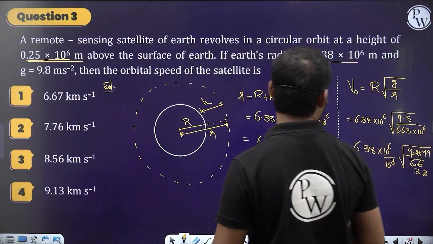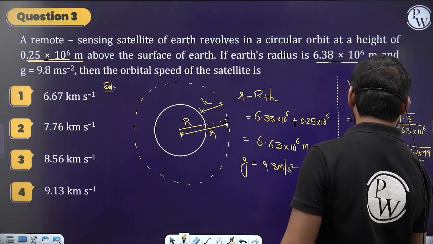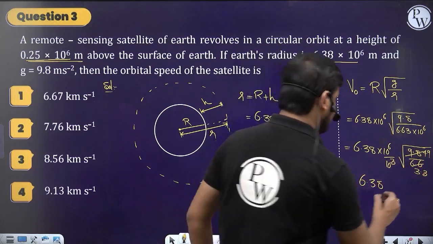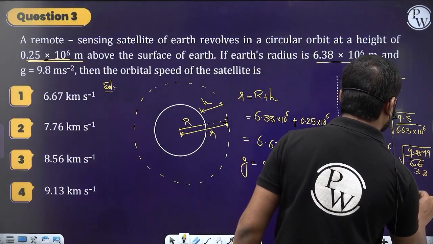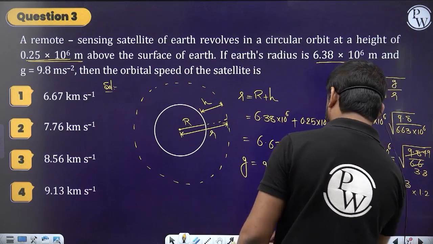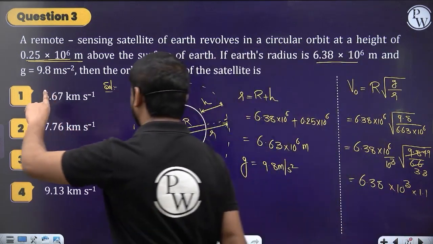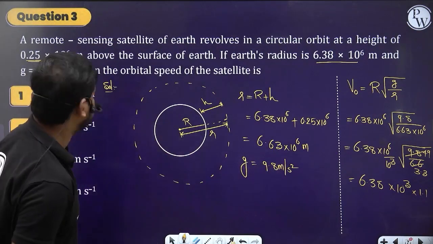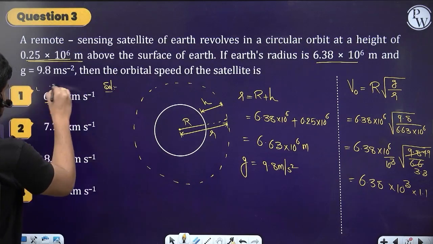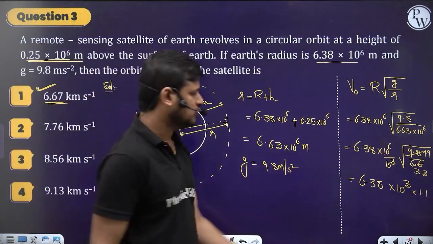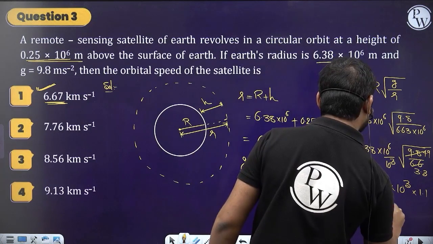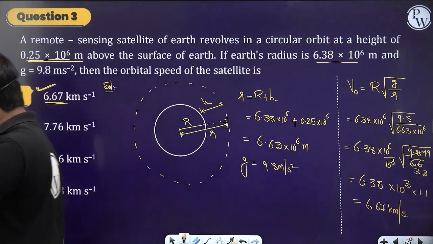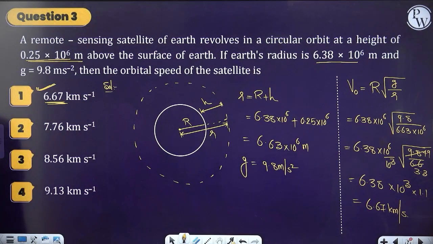So choose the closest option. 10 to the power 3 means 6.38 into root over 1 point something into 10 to the power 3. So this is 1 point something, you will get 1.1 or 1.2. Closely, I'll choose the approximate value because the values are a bit far apart. So 6.38 into 1.1 or 1.2, something like 6.67 I can get. So this is the closest value. Yes or no? So I'll go for this one, 6.67 kilometers per second. Done? Understood, guys? Everyone? Just take care of the calculations, that's it.